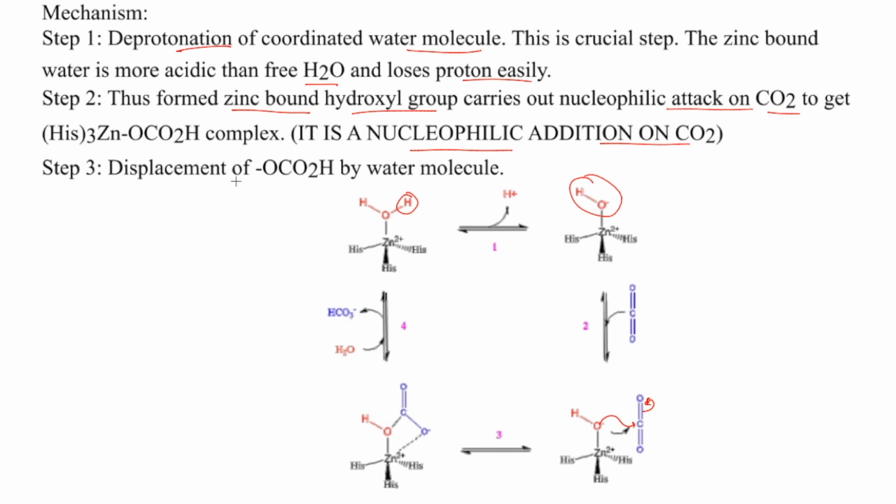In the next step, there is a displacement of OCO2H by the water molecule. So here you can see that water is going to come and it is going to remove this whole thing. So what is going to get removed? That is HCO3 minus is going to get removed, and water is going to come back. So the cycle is complete like that.